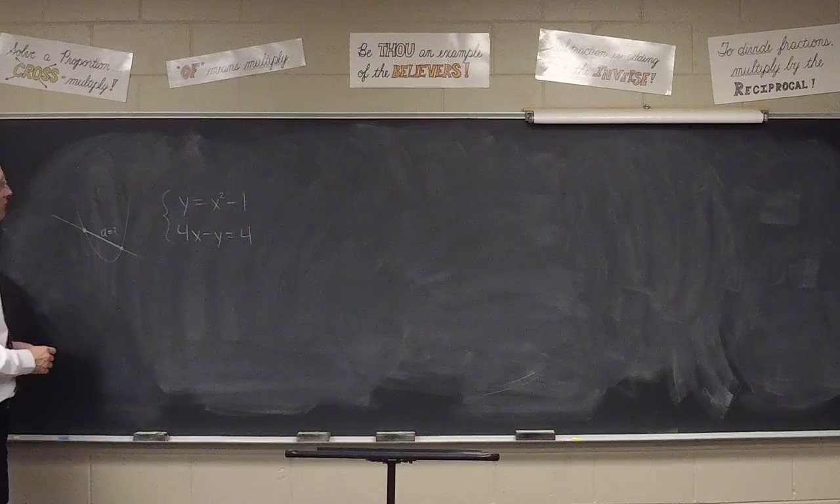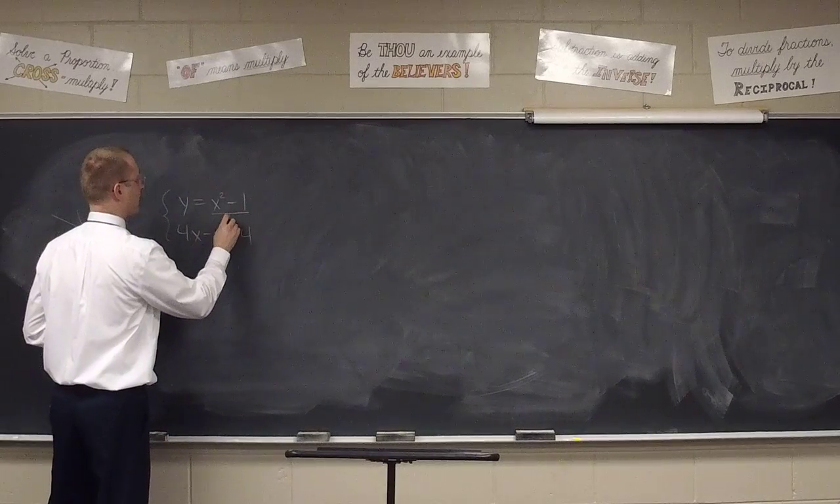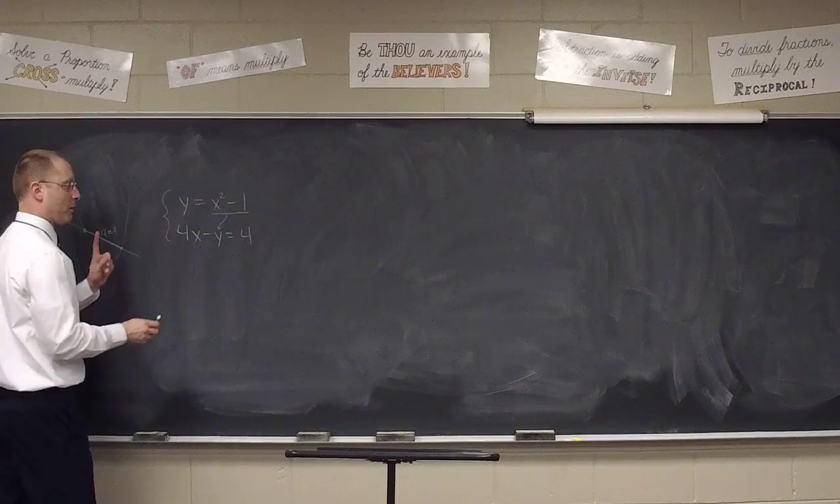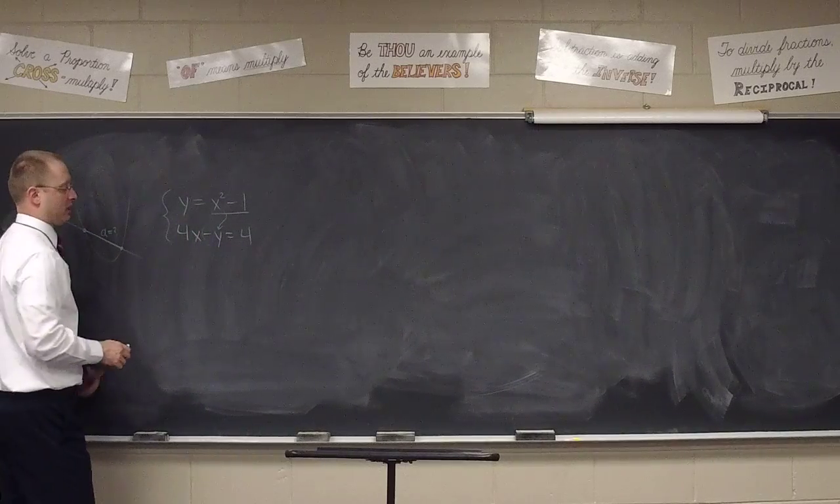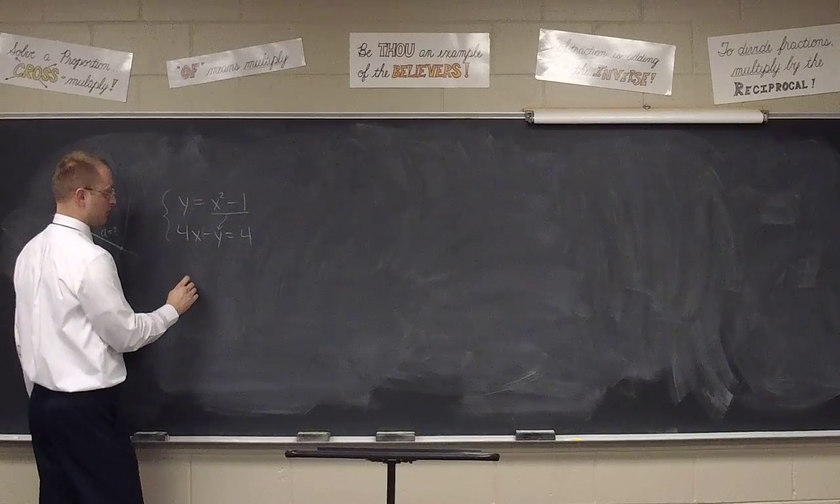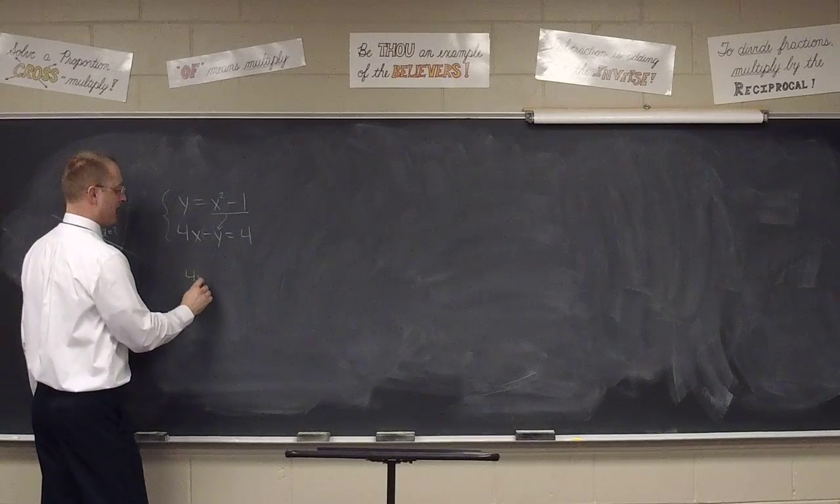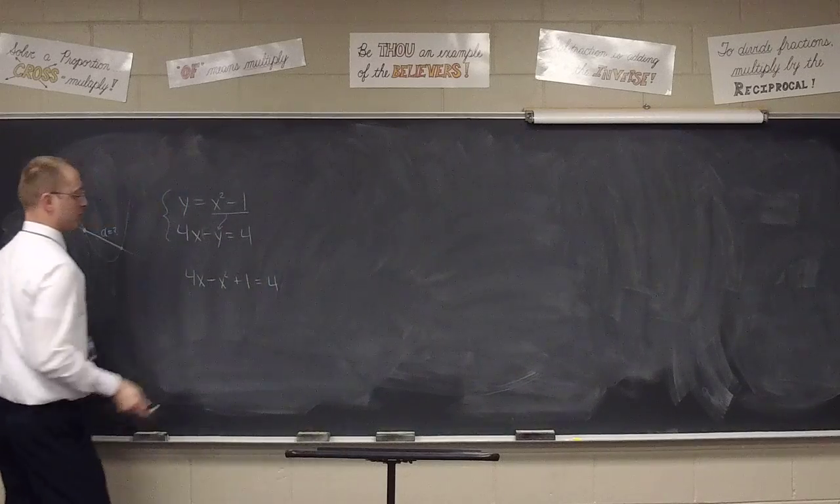I substitute the y in the second equation with the x squared minus 1. All right, good. That's what I would do as well. It was already set up for us. However, we do need to be careful because of this negative. So how do I write it, Jamie? It's going to become the negative x squared plus 1. Good. 4x, negative x squared, positive 1 is equal to 4.